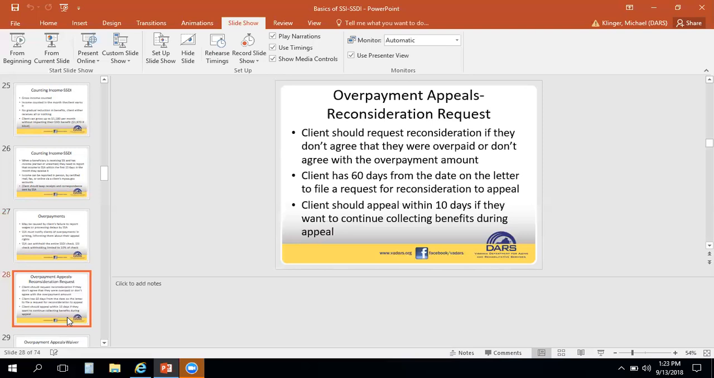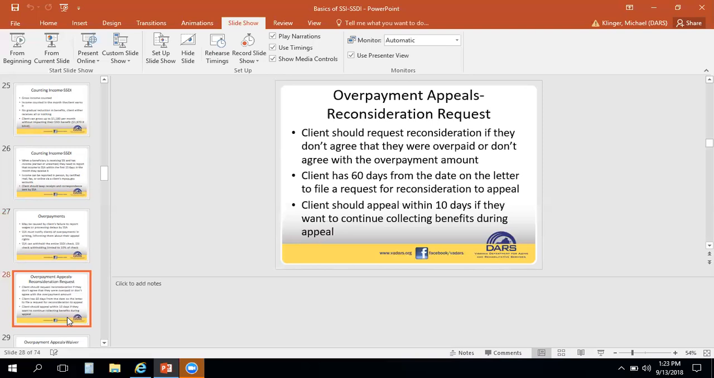To file a reconsideration request, there's a specific time frame that a client needs to meet to do that. So as a general rule, the client has 60 days from the date on the overpayment letter to file the reconsideration to request the appeal. All right, so if they want to appeal it, they have to do it within 60 days of the date on the letter that was notifying them of the overpayment.